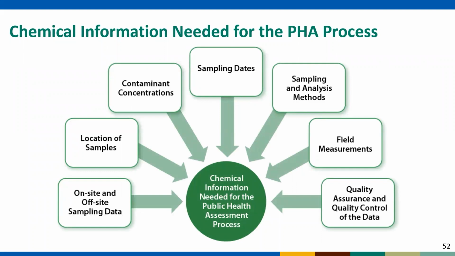So let's look at examples of chemical information needed for the PHA process, such as on-site and off-site sampling data, location of samples, contaminant concentrations, sampling dates, sample and analysis methods, field measurements, and quality assurance and quality control of the data. All of these are important. I'm just going to touch on sampling data because we have vapor intrusion issues at this site.